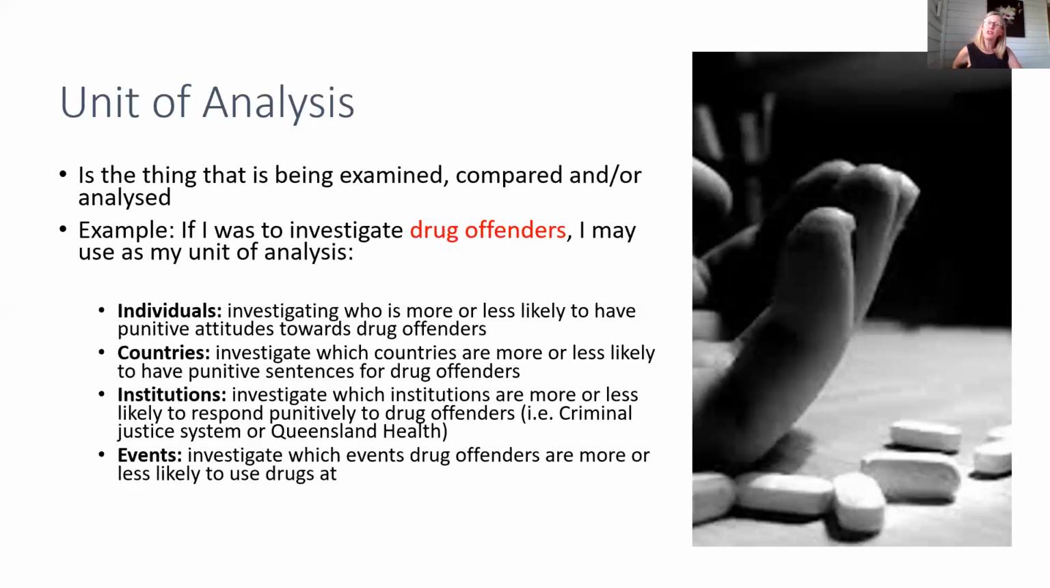We could talk about institutions like the educational institution, healthcare institutions. Which institutions are more or less likely to respond punitively to drug offenders? That could be a research question in which I examine institutions as my unit of analysis. Or finally, events. That could be a unit of analysis too. Which events are drug offenders more or less likely to use drugs at? Music festivals versus doctor's appointments.